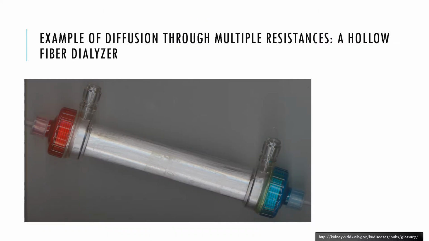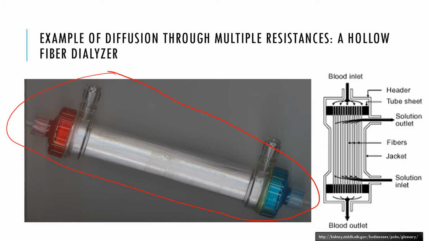This is a hollow fiber dialyzer. Blood comes in, and let me show. The blood comes in through here and goes through these many fibers, which are hollow tubes. Thousands, tens of thousands of hollow tubes through which the blood flows, and then the blood goes out here.